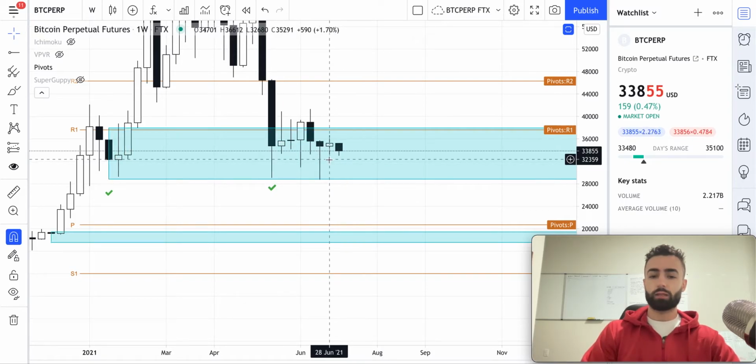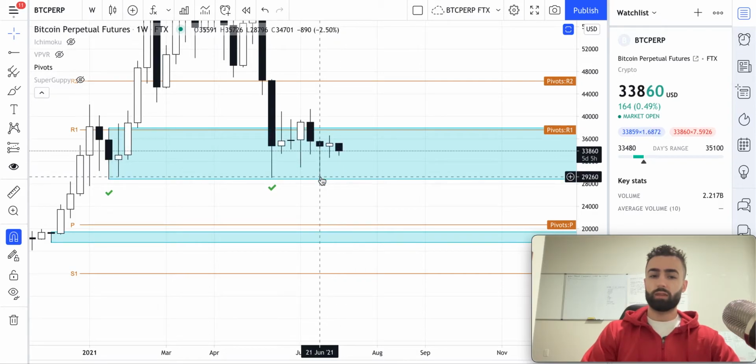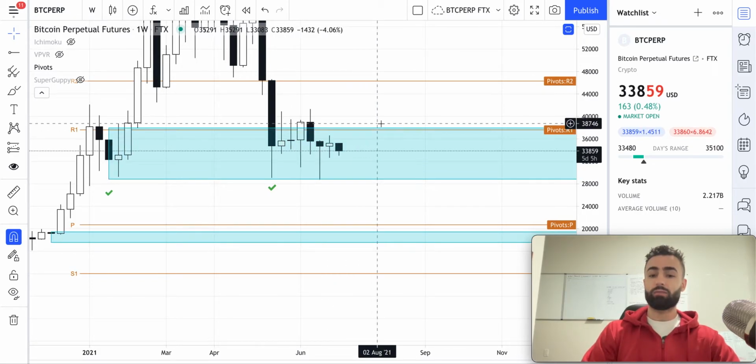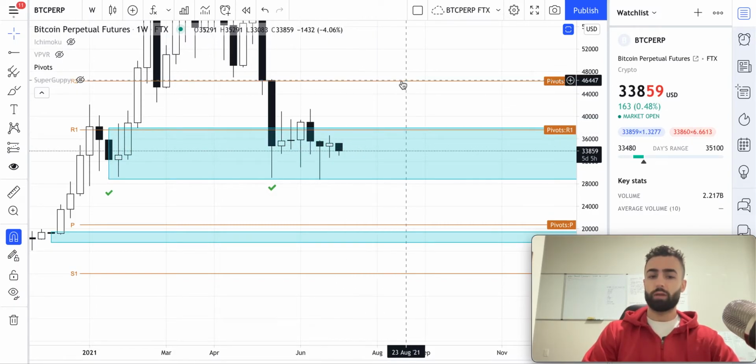So if we break the low of this candle here at 32,680 on this exchange, our lower high will have been set, and then we'll look to potentially form a higher low somewhere above the $28,000 level. And then if we can come up again and form a higher high, then we change the trend for the bulls, and we're in a good position for the bulls to move up to the $46,000 level and the R2 pivot.